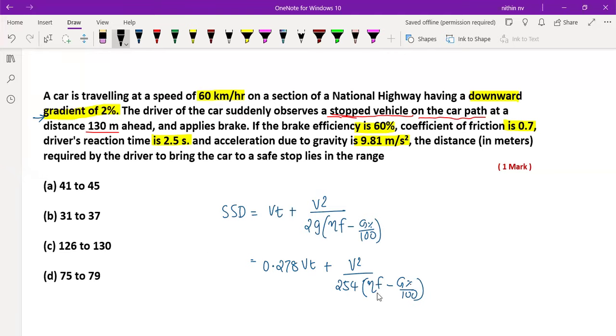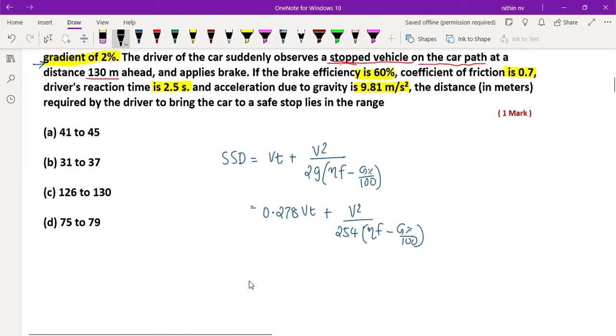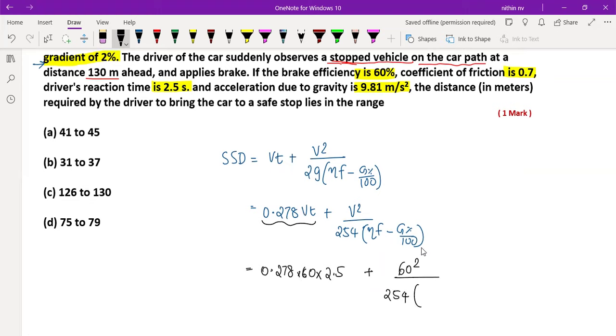Okay, so here everything is available. Let me use the second equation. This is equal to 0.278 into the speed, which is given as 60 kilometers per hour, 60, into the reaction time of 2.5 seconds. Now the first part is over, which is nothing but the lag distance. Now plus 60 square divided by 254, the brake efficiency is given as 60%, so you need to substitute 0.6, into the f value 0.7 minus.